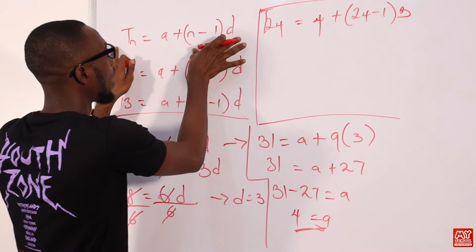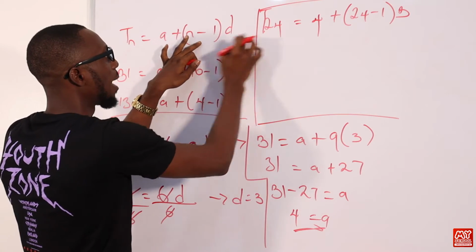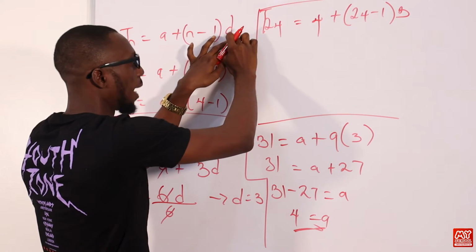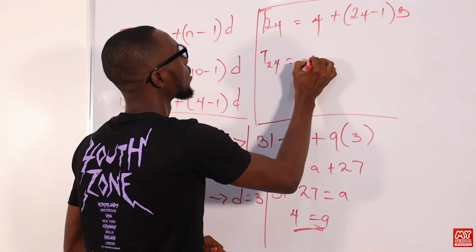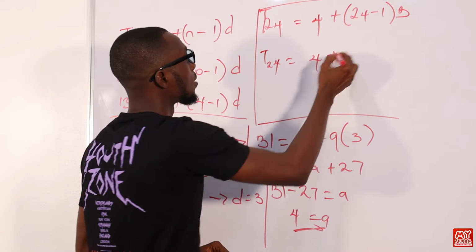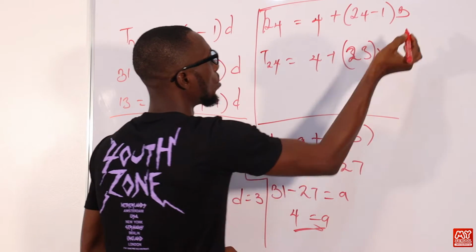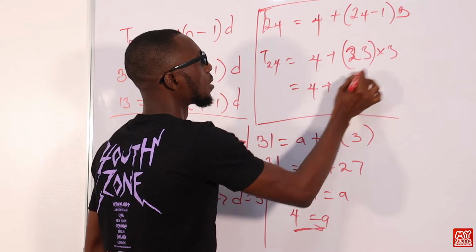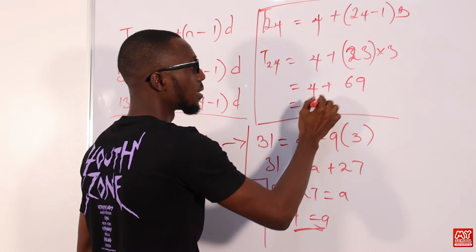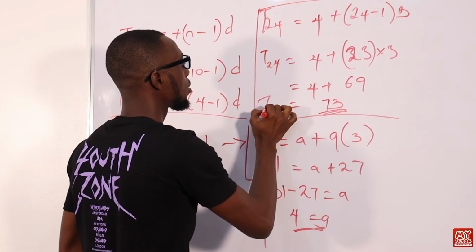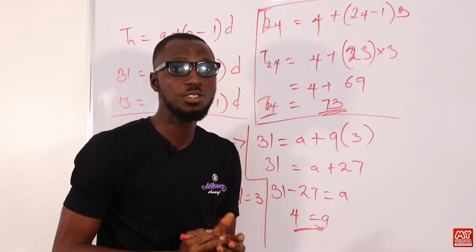Remember, this is what we are working with. T24 equals a, which we have gotten as 4, plus n minus 1, the 24th term, into bracket d, which is 3. So we have T24 equals 4 plus 23 times 3. If we have this, we are going to have 3 times 3, we have 9. 3 times 2, we have 6. That will be 4 plus this, which should give us 73. So T24 is 73.